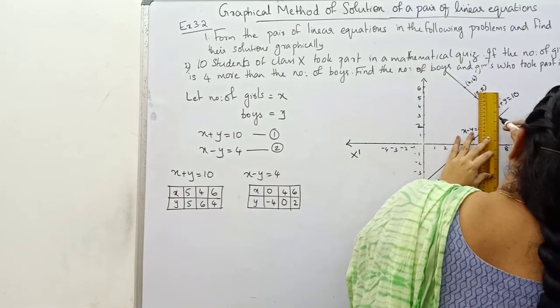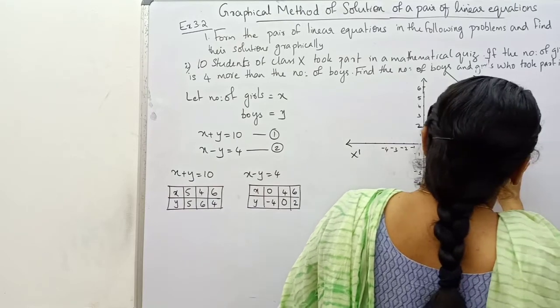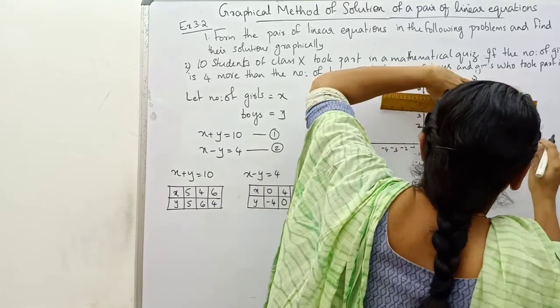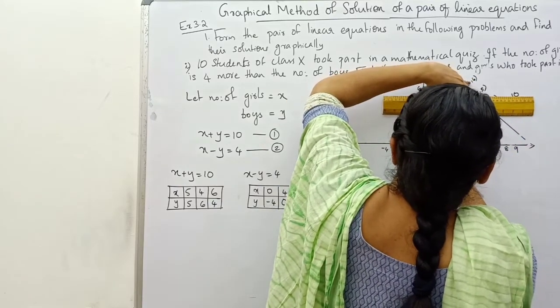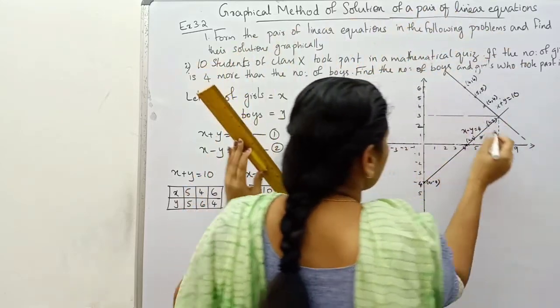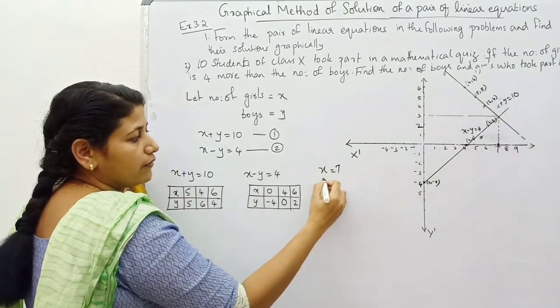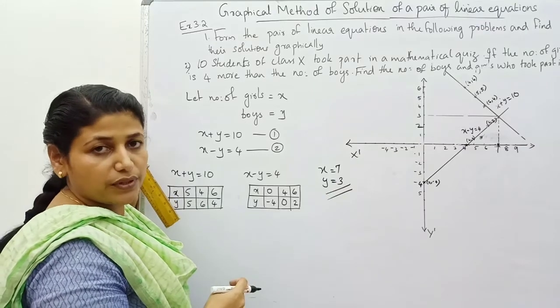Now I am drawing a perpendicular to this. Here it is 7, and here also. Here this is 3. Okay, this is 3 and 7. So you can write x equal to 7 and y equal to 3. So the number of girls is 7 and the number of boys is 3. Okay.